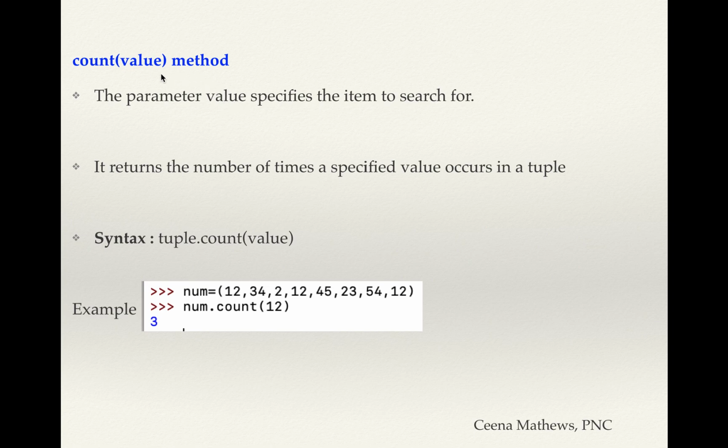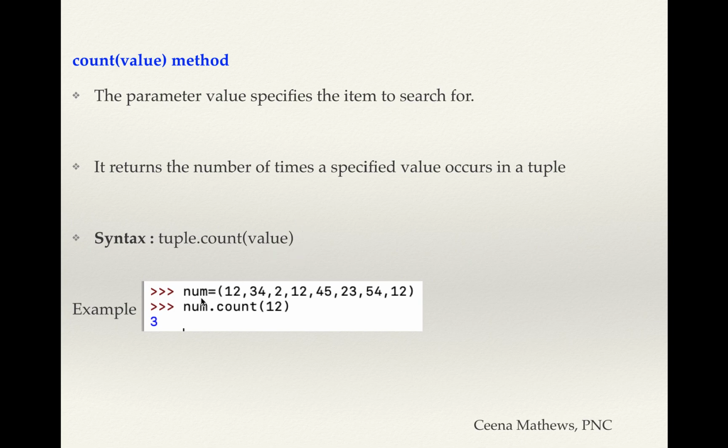Next is the count method, and count has a parameter which is value, that is, it counts the specified value in the tuple. That is, the number of occurrences is counted here. The parameter value specifies the item to search for. It returns the number of times a specified value occurs in a tuple. And the syntax is tuple object name dot count, within brackets give the value to be searched for.